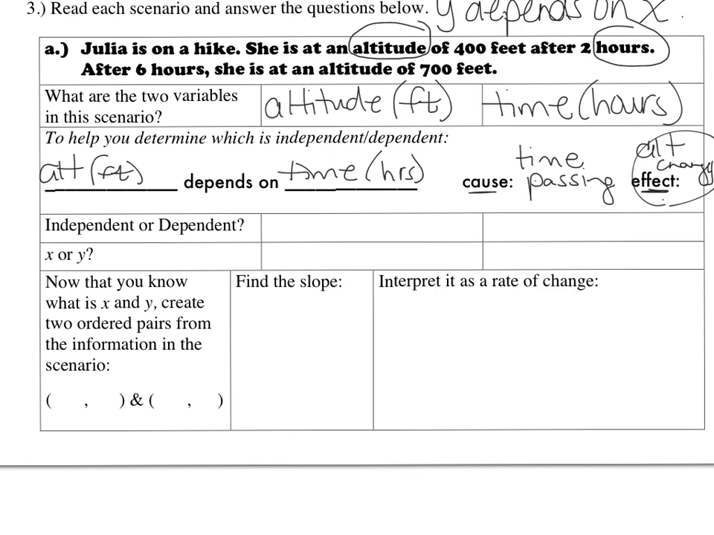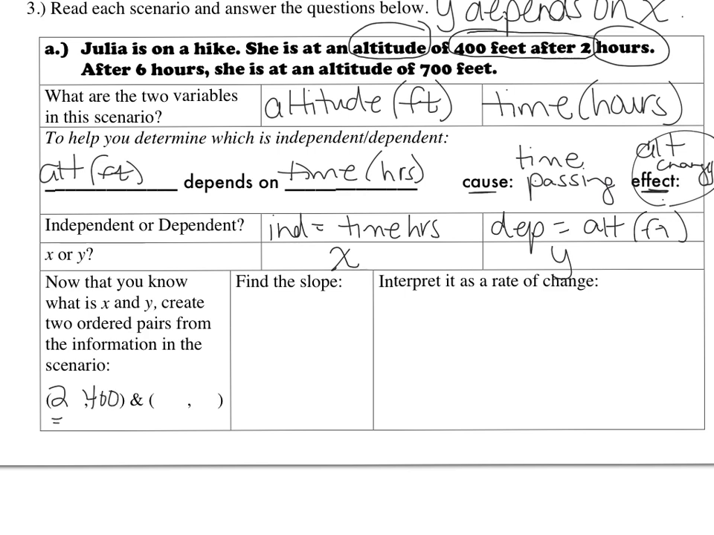So for this next little bit, saying independent or dependent, let's just write down our independent variable. The independent variable in this case is going to be time in hours, right? And independent variable, that's x. And then the dependent variable in this case is going to be the altitude in feet. And that's going to be on the y-axis. So now that you know what x and y are, we're going to create the 2 ordered pairs, right? So the first thing is that after 2 hours, she's gone 400 feet. So the first ordered pair is going to be 2, 400. Remember, x is time and y is altitude. And then the other one is 6, 700. So after 6 hours, she's gone 700 feet. I'm going to leave out the feet. So those are my 2 ordered pairs, right?